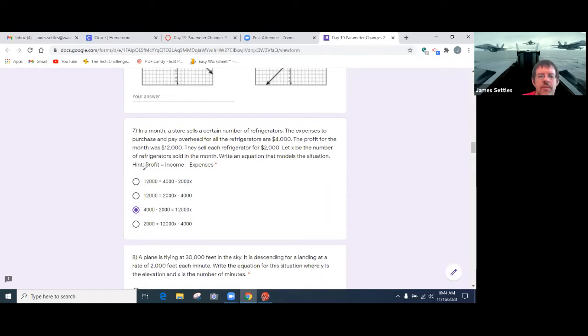So anytime that it's profit, and you can see right here that it's profit, we're looking for the cost or expenses. Both of these are cost, expenses. And so anytime we find cost or expenses, we know that we're subtracting the cost or expenses. So we go to read this. It says in a month, a store sells a certain number of refrigerators. The expenses, so cost or expenses to purchase and pay overhead for all their refrigerators are $4,000. That means I'm looking for a minus 4,000. Okay, anytime it's cost or expenses.